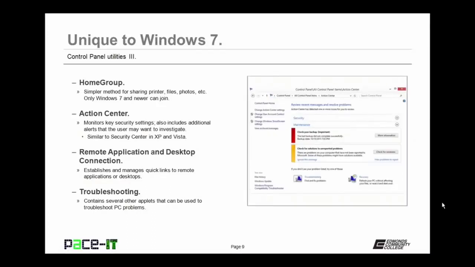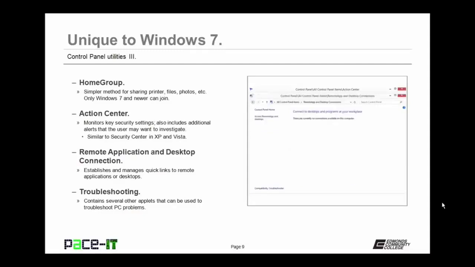Windows 7 introduced the Action Center utility. This is used to monitor key security settings. It also includes additional alerts that the user may want to investigate. The Security Center that's available in XP and Vista are their versions of the Action Center.